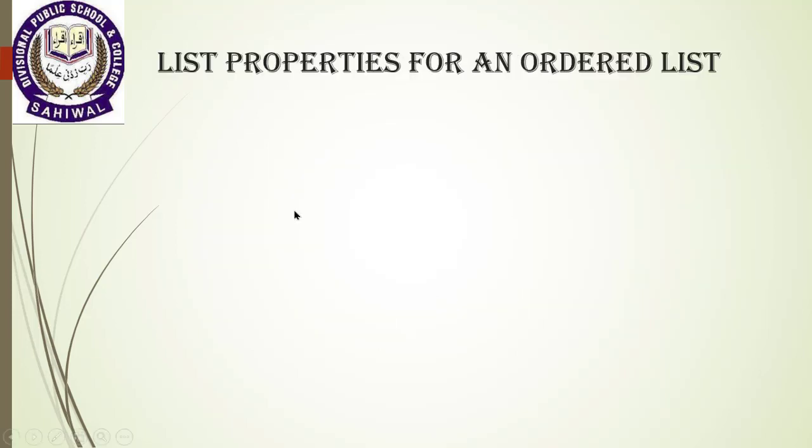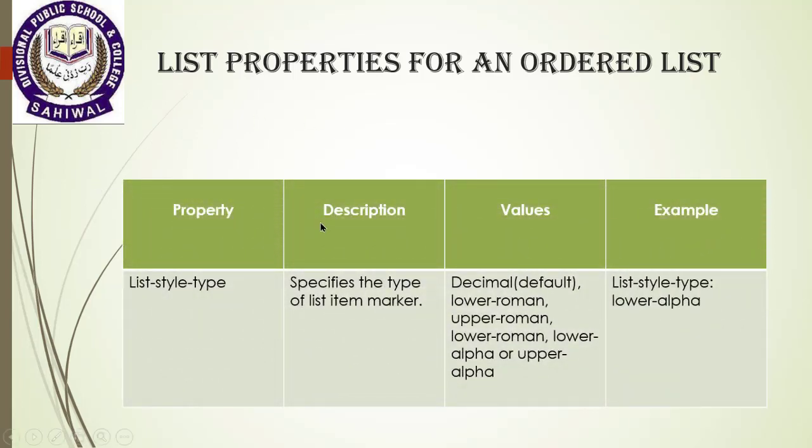Students, there are some properties which are used for an ordered list. The list property used for an ordered list is the list-style-type property. Students, this property specifies the type of list item marker. By default, its value is decimal. We can also use its value as lower-roman, upper-roman, lower-alpha and upper-alpha. We can write it as list-style-type: lower-alpha.